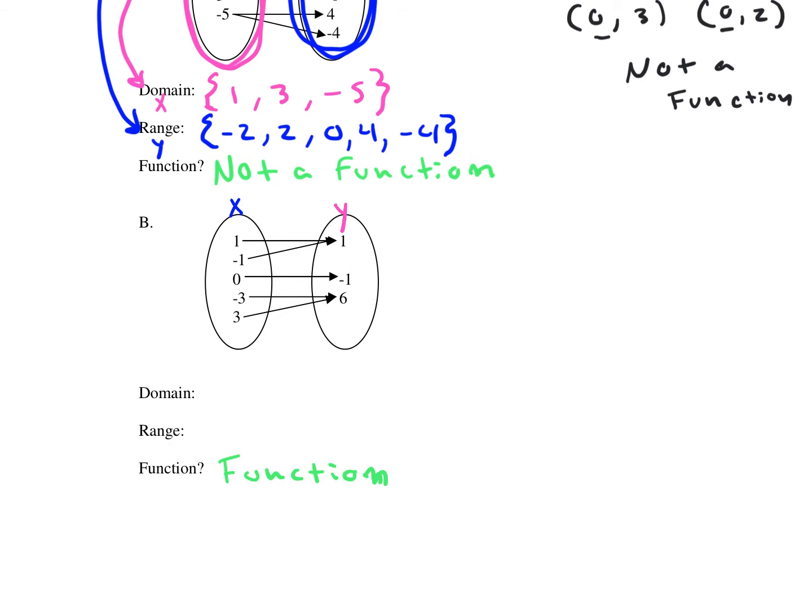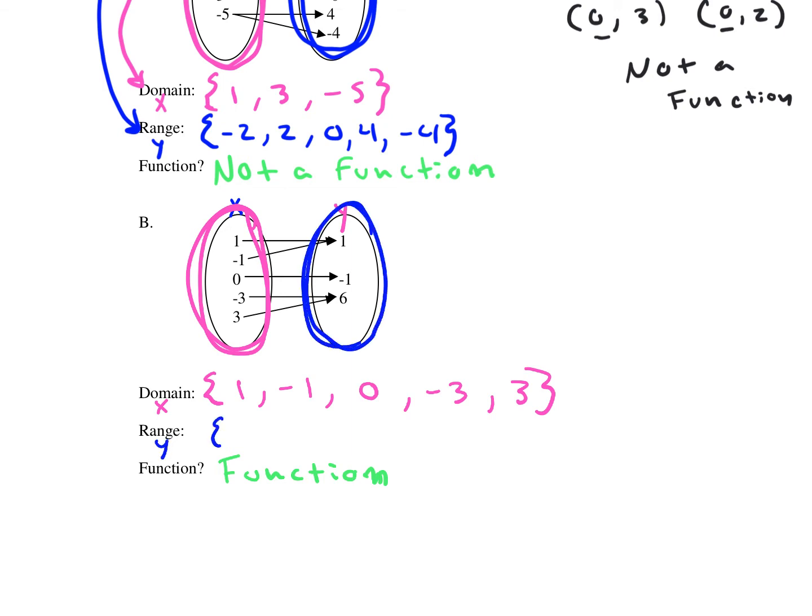What would my domain be? My domain is my x value, so what are my numbers in my x bubble? 1, -1, 0, -3, and 3. I'm just listing all of these numbers here. The numbers in my x bubble. My range is my y, so what are the numbers in my y bubble? Awesome. 1, -1, and 6.